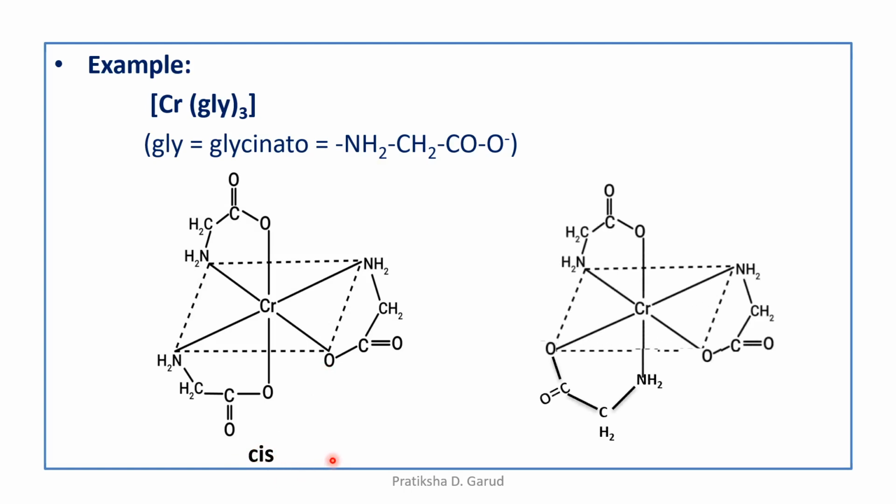Whereas in the second case, these 2 oxygens are opposite, or they are not at 1-2 positions. At 1-2 positions, we are having the oxygen and nitrogen, and hence it is called the trans isomer. So this is regarding the cis and the trans isomer for this type.